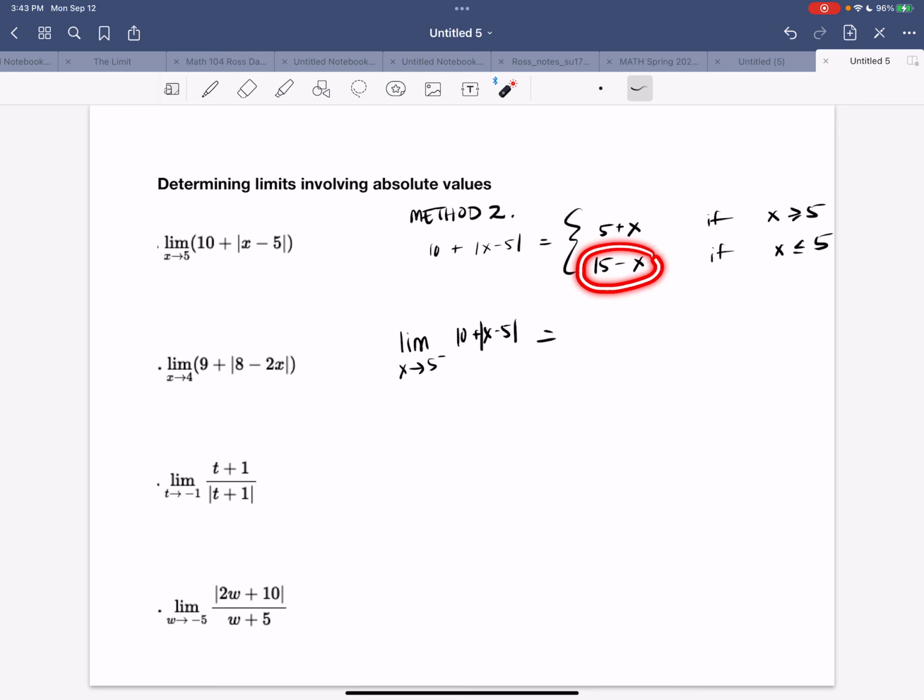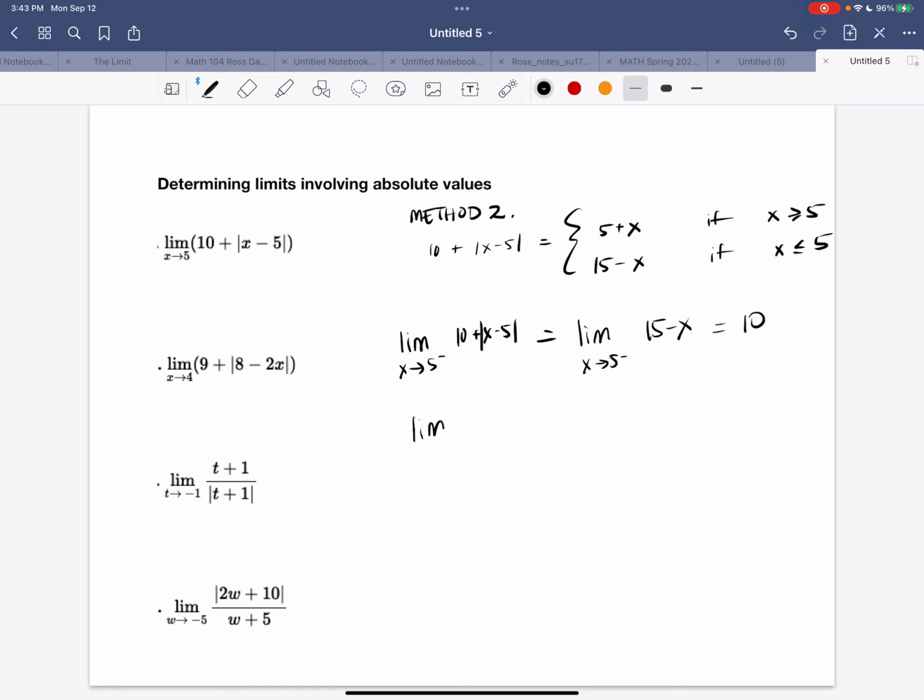So that means I need to use this formula, 15 minus x. So this will be the limit as x approaches 5 to the left of 15 minus x. And now, as x approaches 5, 15 minus x is going to approach 15 minus 5, right? And so I'll get 10.